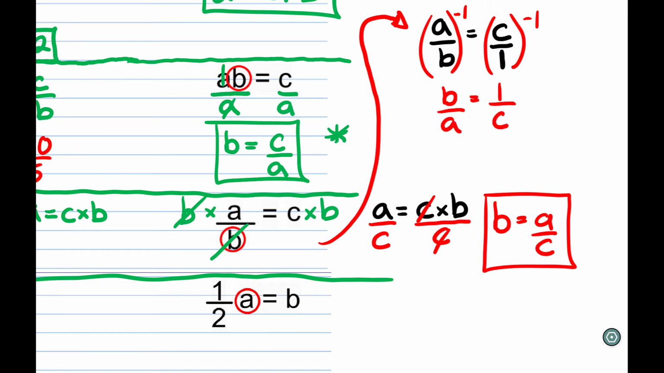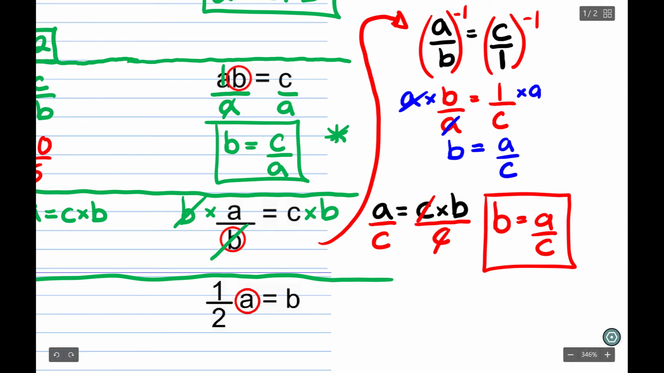Now, that gets my B on top, but I need to get my A to the other side, so I still have to multiply both sides by A in order to get A on top. And so it would end up giving me B is equal to 1 times A, which is just A, all over C, which is the exact same answer, but it's a different way of doing it.